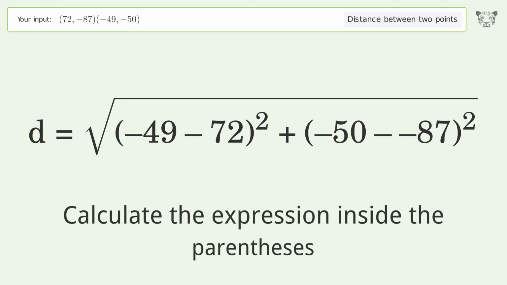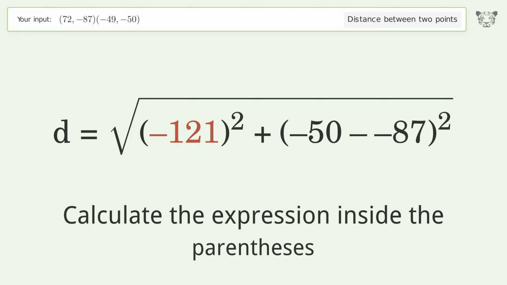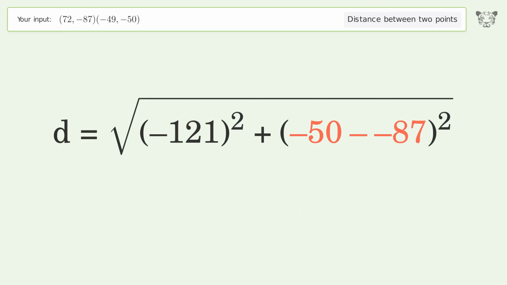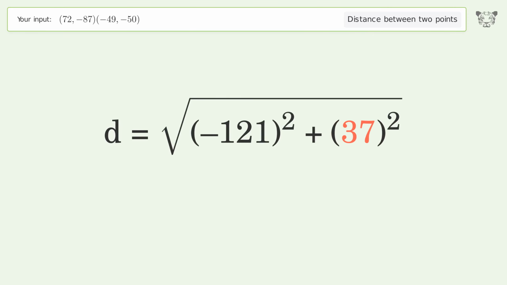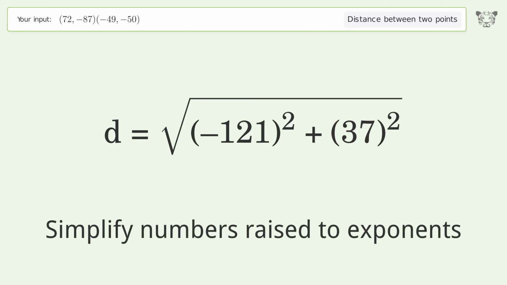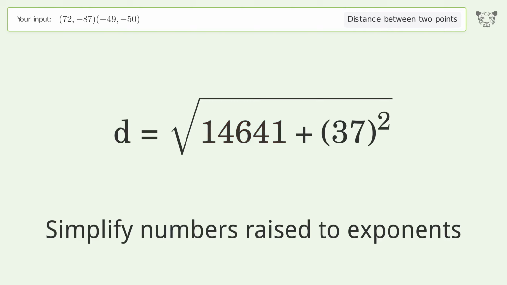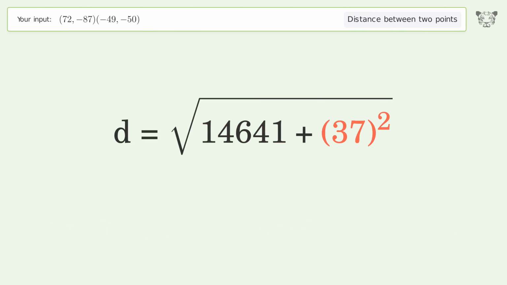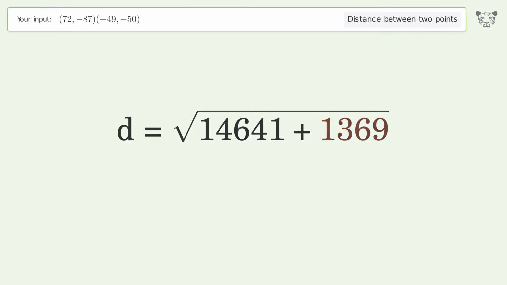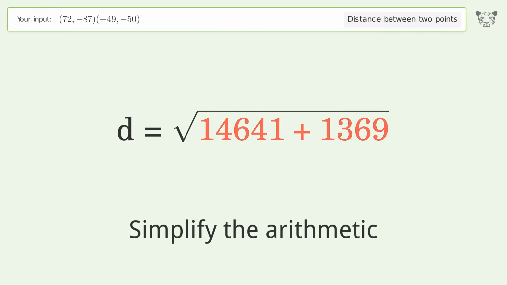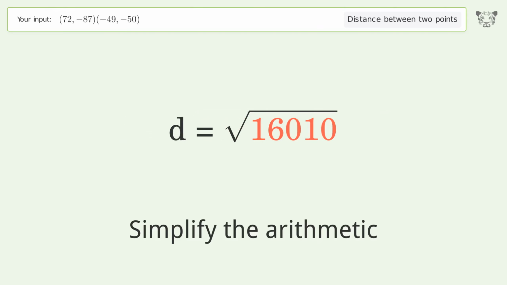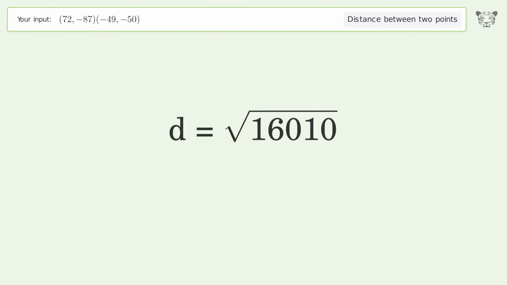Calculate the expression inside the parentheses. Simplify numbers raised to exponents. Simplify the arithmetic. And so the distance between the 2 points is the square root of 16,010 or 126.531.